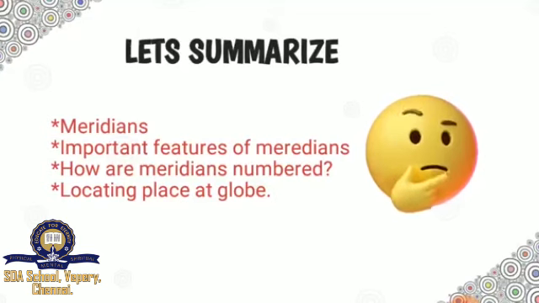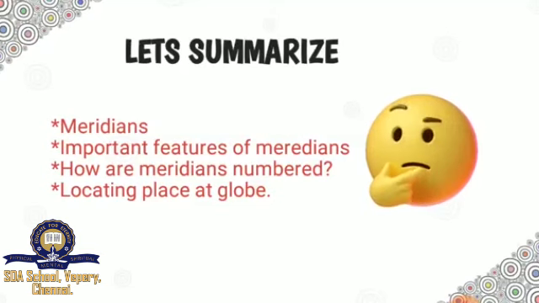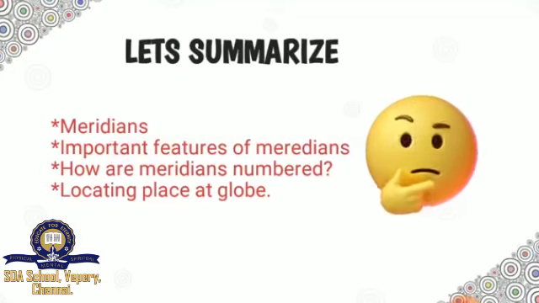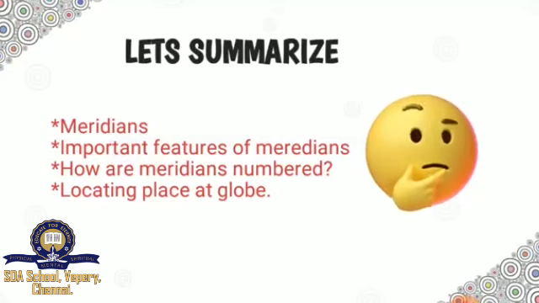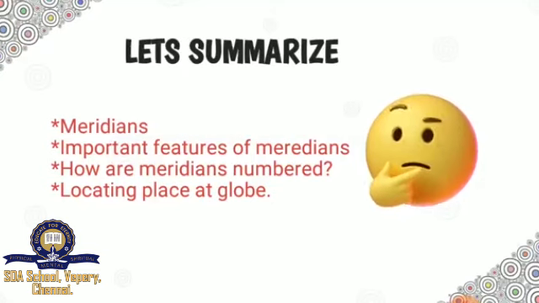If we move away from the prime meridian, towards east or west, there will be 180 meridians, imaginary lines. 180 meridians towards the east and 180 meridians towards the west. So both meet on the same line. So totally there are 360 imaginary lines from east to west.